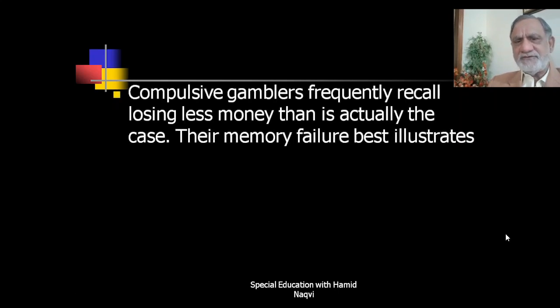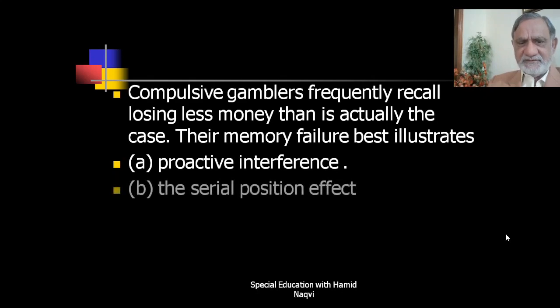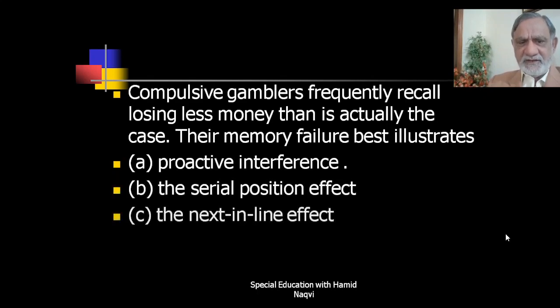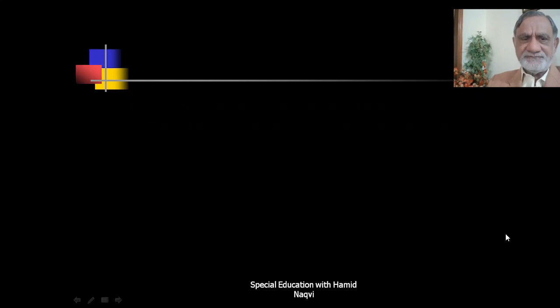Compulsive gamblers frequently recall losing less money than is actually the case. Their memory failure best illustrates proactive interference, the serial position effect, the next in line effect, or motivated forgetting. The correct one is the last one, that is motivated forgetting.